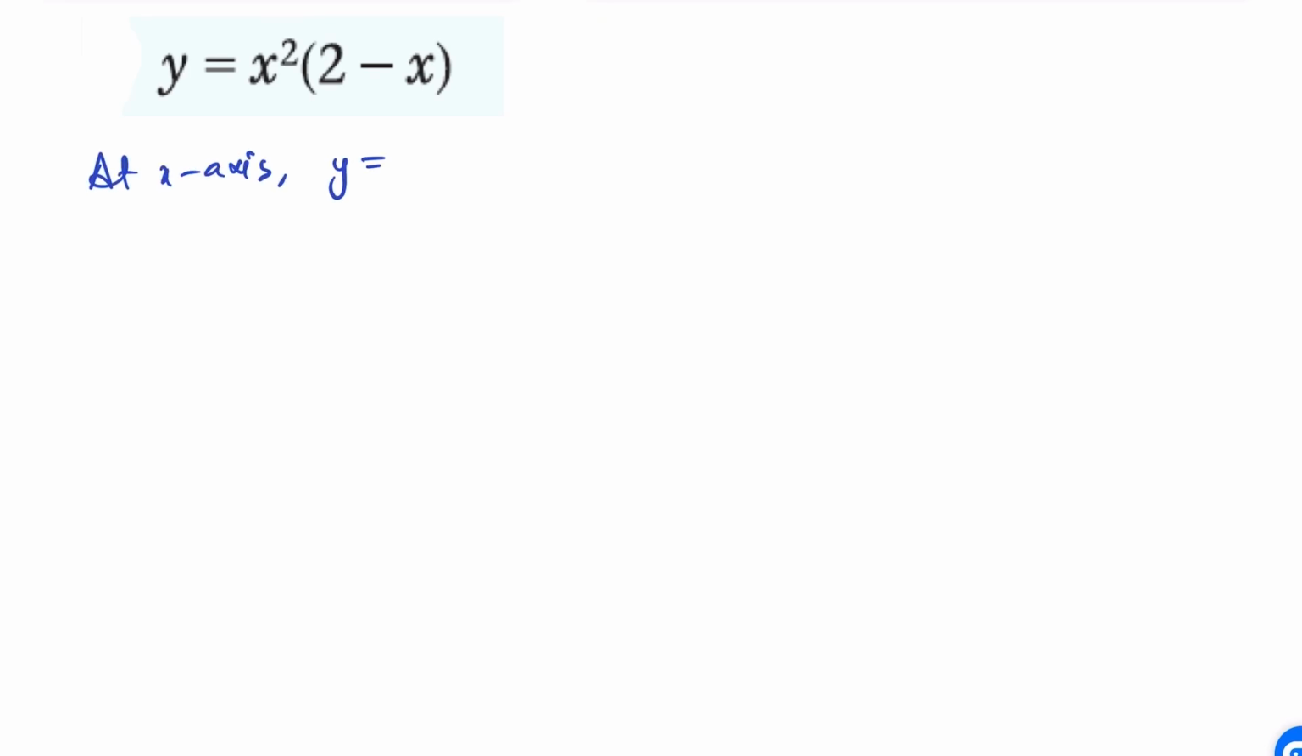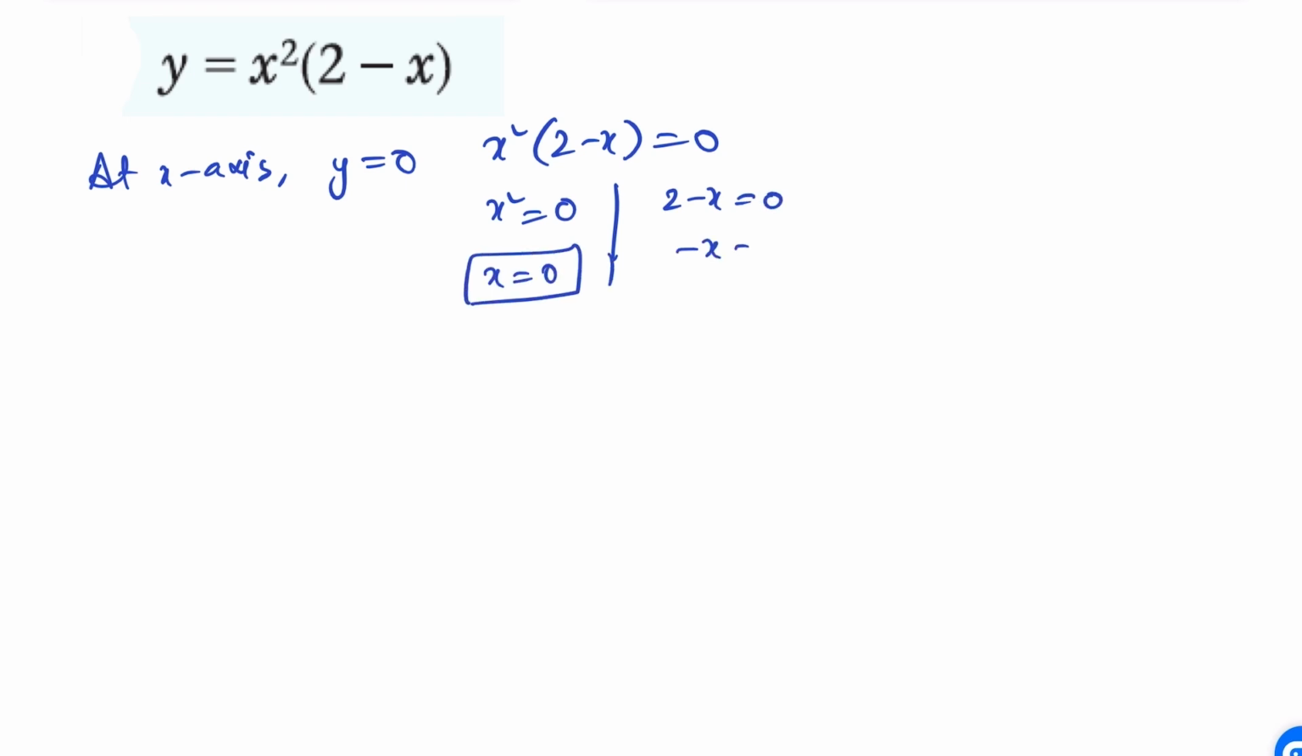At the x-axis, y is 0, so x squared (2 minus x) is 0, so x equals 0, or 2 minus x equals 0. So here x is 0 and x is 2, and since x squared is the repeated root here, x equals 0 is where I need to have a turning point. At x equals 0, we will have a turning point over here. So what is the next step?